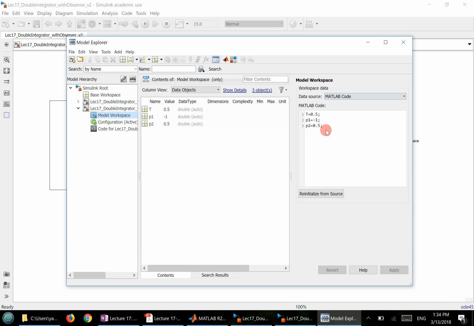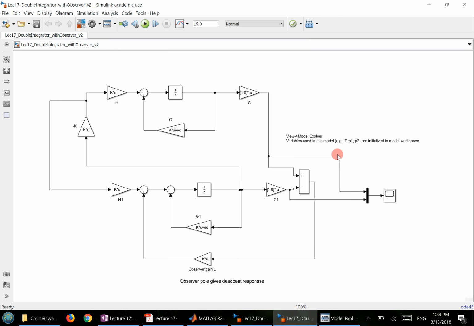You can initialize the system parameter over here. You can type your code here to initialize the system. For example, I initialize my sampling time to be 0.5 here. The advantage of doing this is that every time you open up the Simulink model, you don't have to worry about initialization anymore, because whatever is here will be automatically loaded and initialized once you open this simulation model. So that's the advantage of this type of design realization.